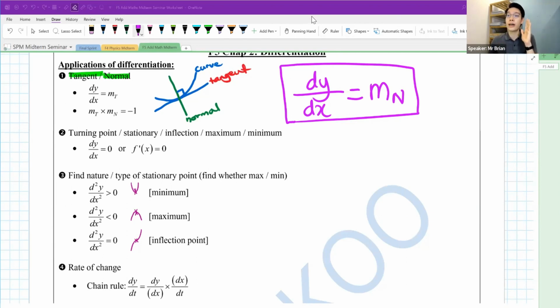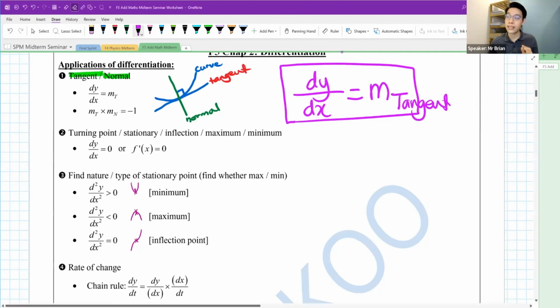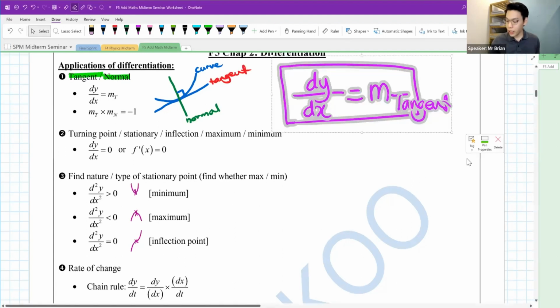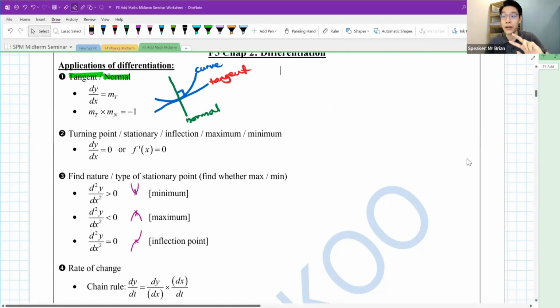dy/dx, which is the gradient of the curve, is always the gradient of the tangent. Please, yes, tangent. It has to be tangent. It can never be the normal. Please do not mix this up. dy/dx is forever the gradient of the tangent, but you can easily convert it to the gradient of the normal.